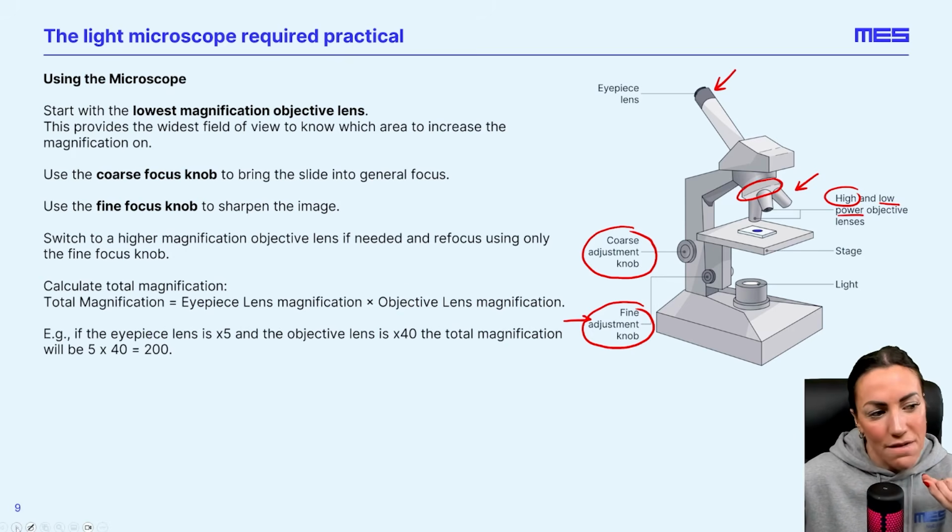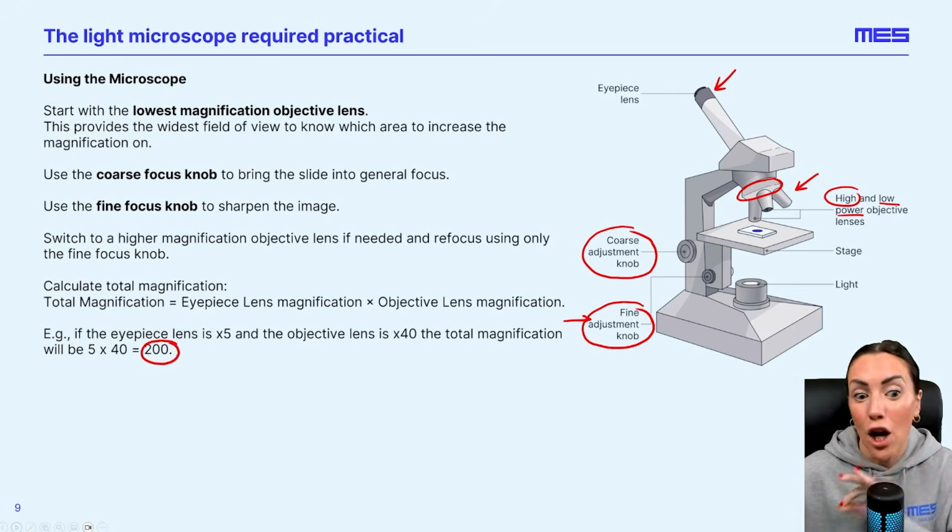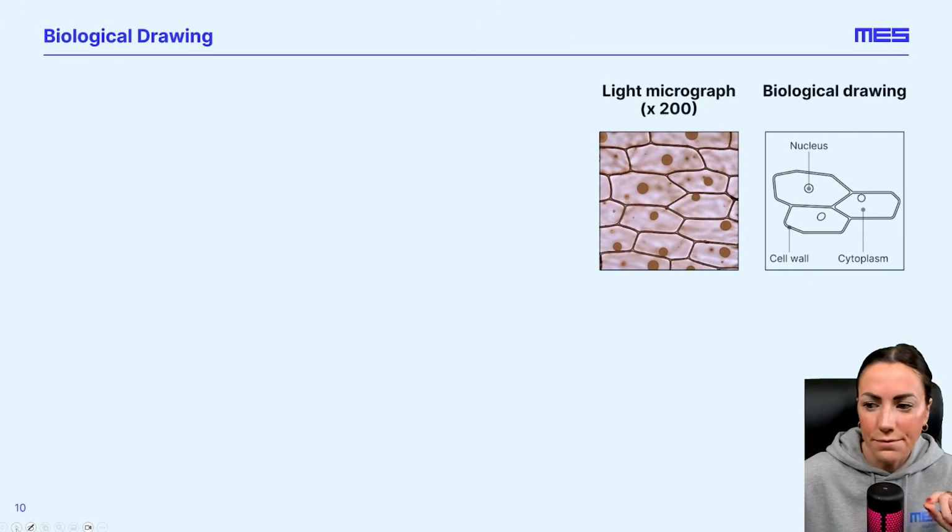For example, if the eyepiece lens had a magnification of ×5 and the objective lens had a magnification of ×40, the total magnification of your specimen using those lenses would have been 200. It's 200 times larger than the actual specimen.